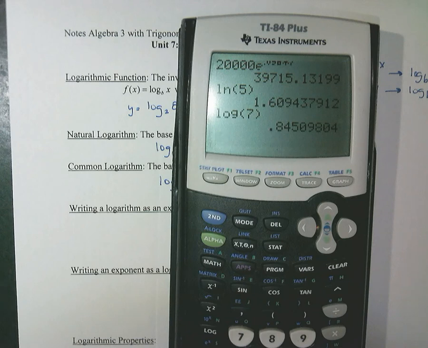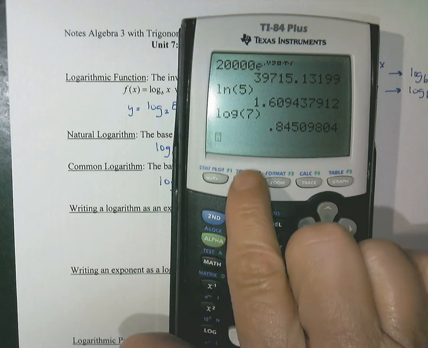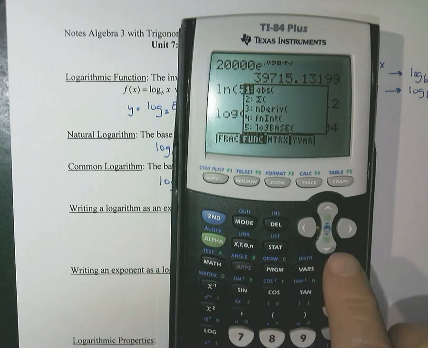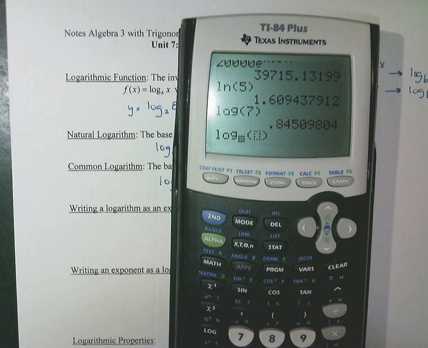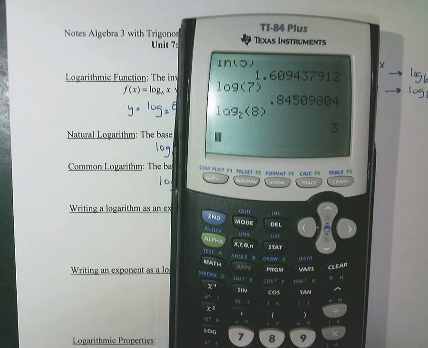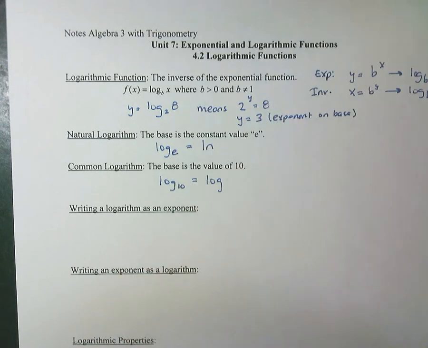With technology changing, even in the last 10 years, calculators have the ability to do other bases than the natural log and the common logarithm. It used to be where these were the only two forms that you could use a calculator for, and you had to know how to convert to other bases. Using a TI-84, if I go to alpha and window, and go down to number 5, it says log base, I can hit enter and put any base there at all. We did 2 earlier, log base 2 of 8. I'm looking for the exponent, 2 to what exponent equals 8, and that's going to equal 3. So the calculators made it a lot easier.